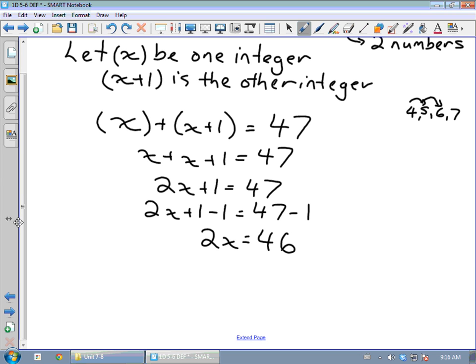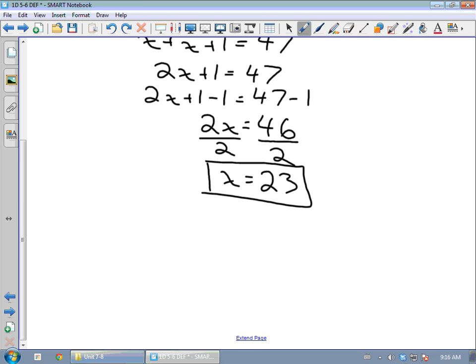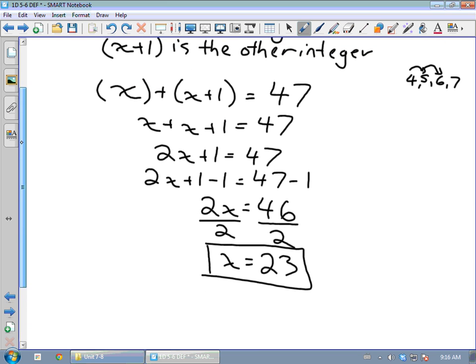Remember, I want to get that x all by itself. Keep going. Divide both sides by 2. So 46 divided by 2 is going to give me 23. So I've got x equals 23.